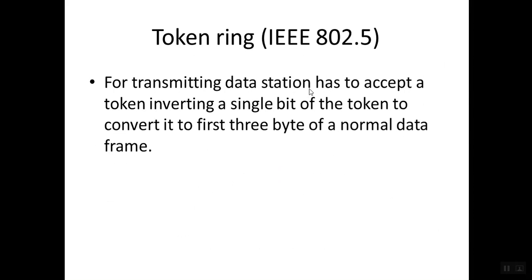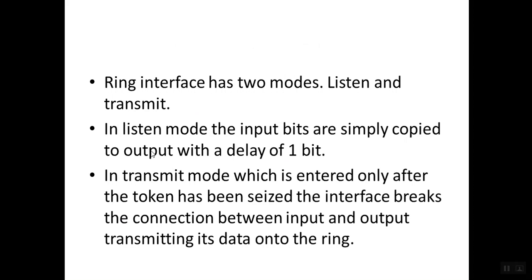For transmitting data, as we all know, a station has to accept a token. Then that station will invert a bit of the token to convert it into the first 3 bytes of a normal data frame. So if a particular bit of a token is inverted, then that token will become the first 3 bytes of a normal data frame. You will see this later.